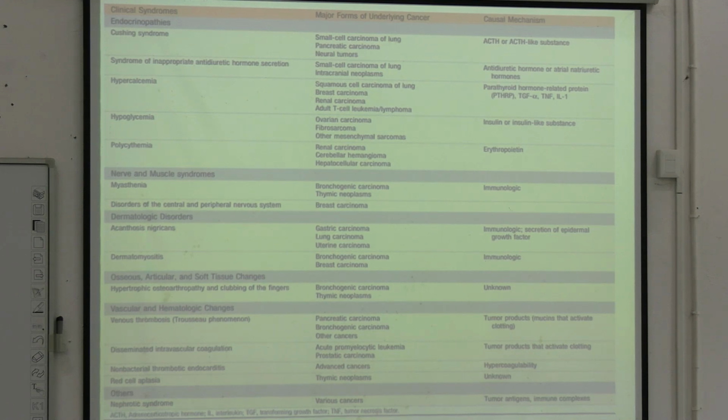Okay. So the first one is Cushing syndrome. Clinical syndromes, endocrinopathies. The first one is Cushing syndrome. Cushing syndrome is caused because of secretion of ACTH or ACTH-like substance.